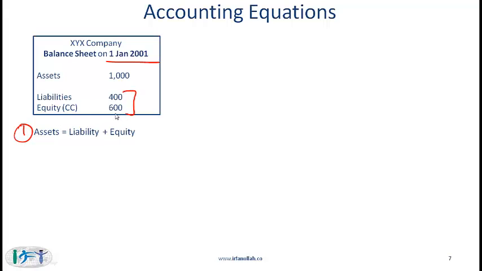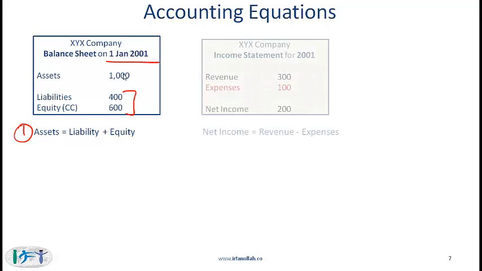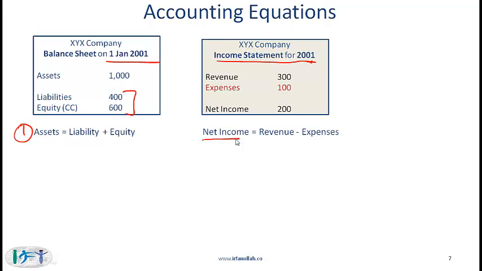Let's say that this equity of 600 is the contributed capital. So the person who set up this company contributed 600, borrowed 400, and purchased assets worth 1000. This is the income statement for 2000 for the full period. Let's say that the company generated revenue worth 300, expenses were 100, so net income is 200. The net income is revenue minus expenses.